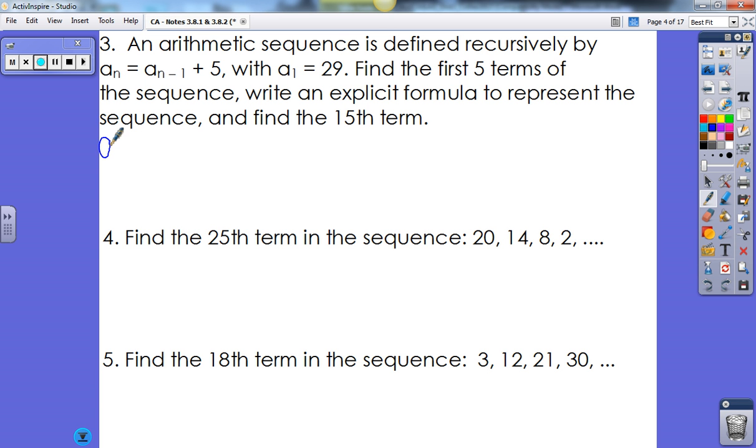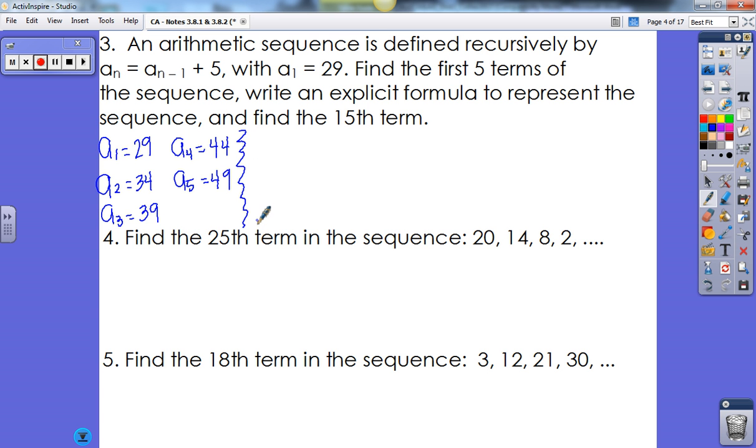The first term they give us, so that's 29. And really I don't need the formula because I'm told that the common difference is 5. So to find the next term, all I would have to do is add 5. Find the next term, I'm going to add 5 to the previous term. Keep adding 5. And those would be my first 5 terms.